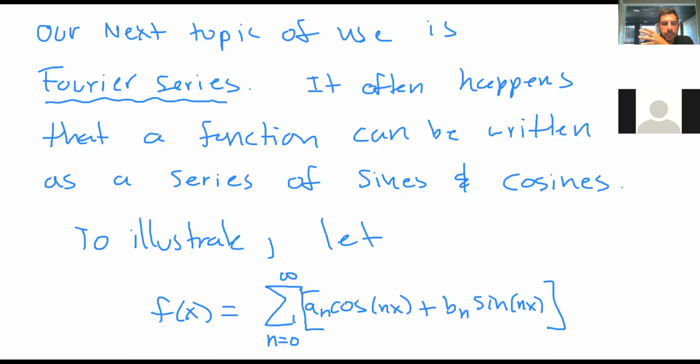Again, the idea is that sine and cosine have lots of properties that are useful. They're periodic, they have nice behavior, the derivatives are easy to compute, and there are patterns. And so the idea is maybe we can define a function this way.